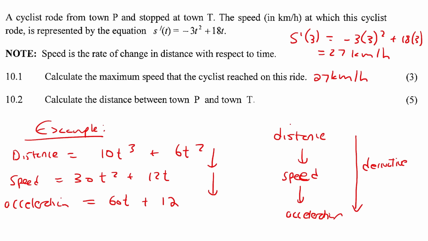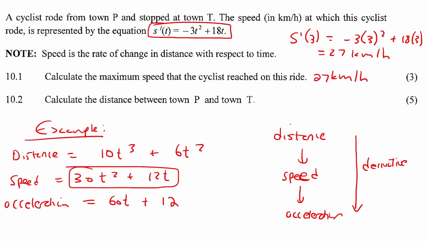Now the thing with this question is they've already given us the speed, and we are somehow expected to go backwards. I'm going to show you it's not actually too bad. Let's try to figure out what the original equation for the distance must have been if this is the formula that they gave us for the speed. So we have to work backwards now.